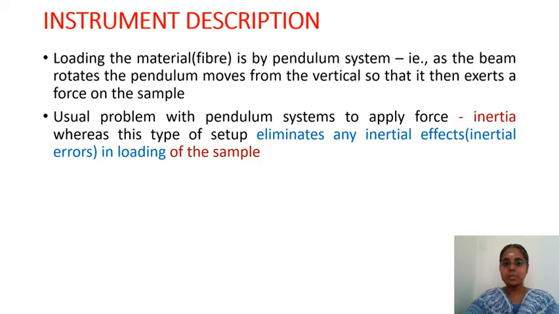So this type of setup eliminates the inertial errors because of the weight. If the weight has to be moved in the opposite direction, then the weight will give some resistance. Those inertial errors are avoided in this instrument. These inertial errors are present in CRT type instruments, whereas in this instrument they are avoided.